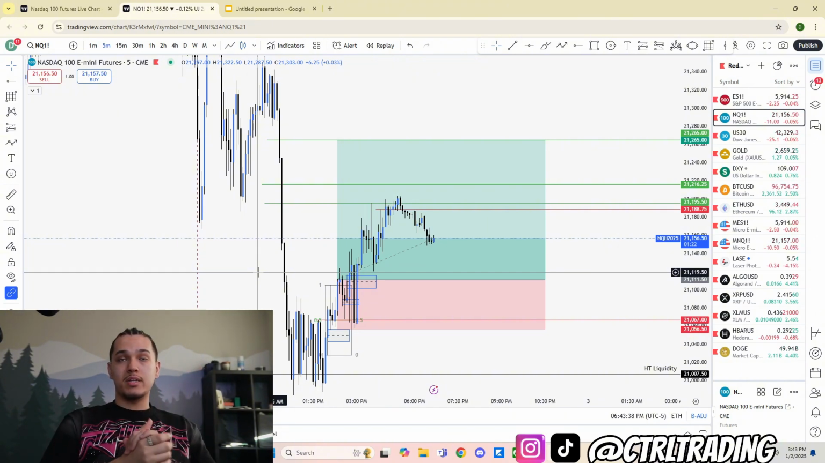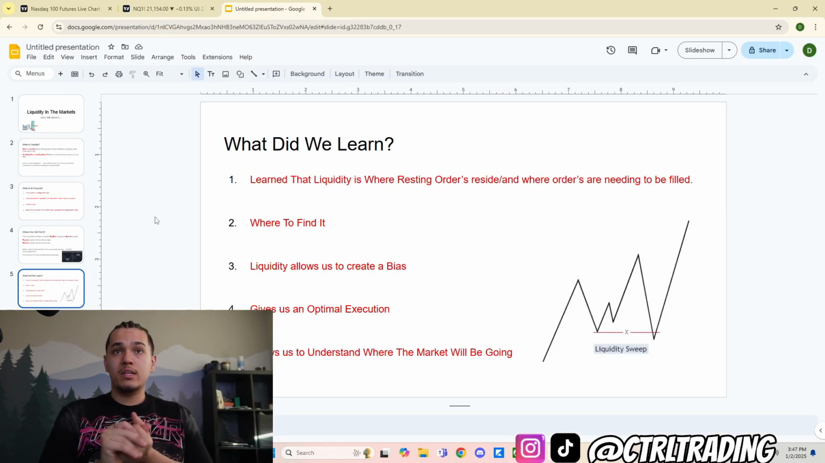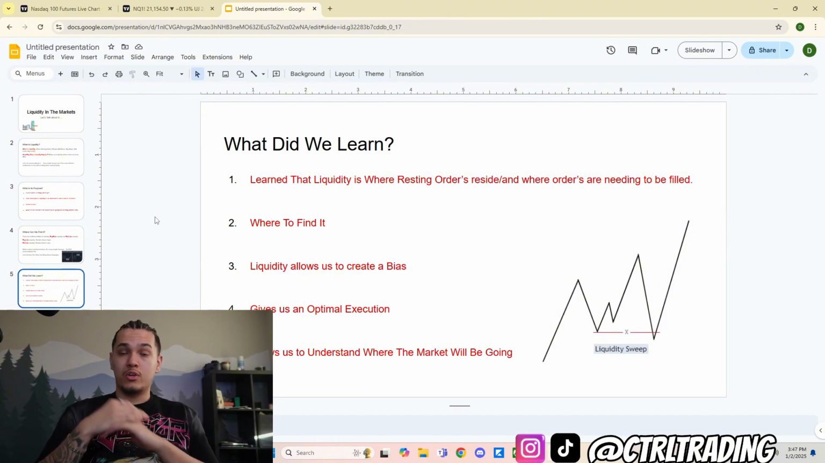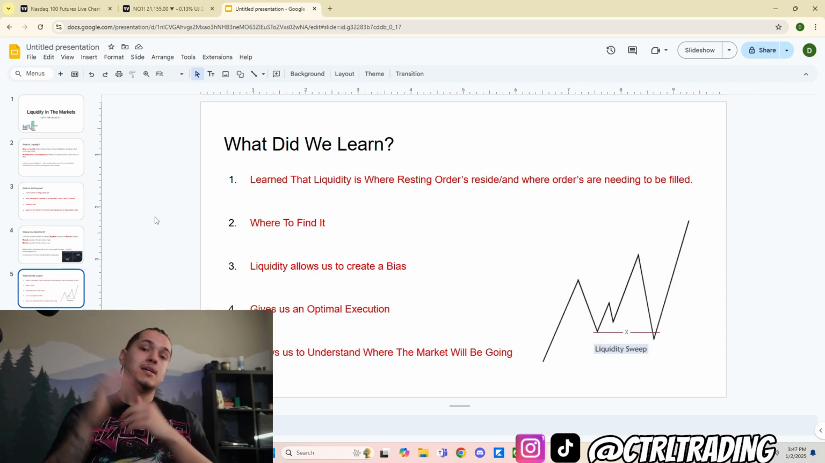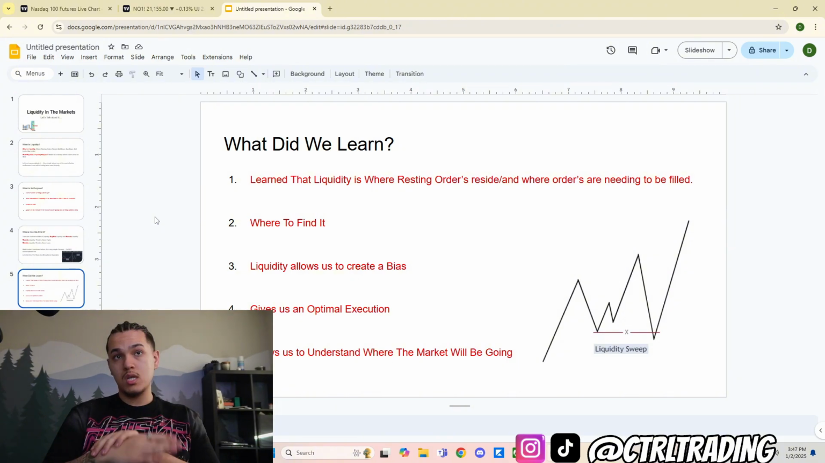Because that's where the market is needing to go. Okay, what did we learn about liquidity? Liquidity is where resting orders reside and where orders are needing to be filled. We learned where to find liquidity, so that we have the buy side liquidity and sell side liquidity. Buy side liquidity residing above the highs and sell side liquidity residing above the lows.